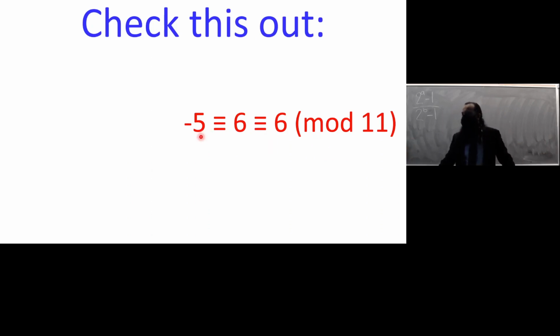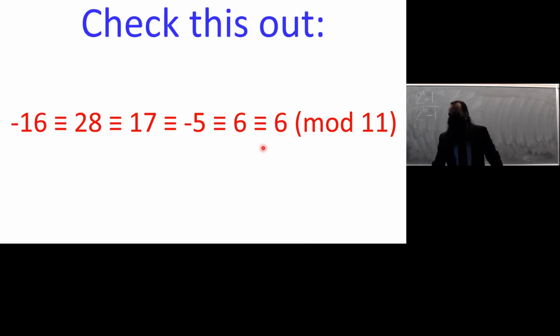So 11 divides minus 5 minus 6. So 11 divides minus 11. 11 also divides 6 minus 6, which is 0. So 11 divides 0, 11 divides minus 11. 11 divides a lot of things. 11 divides 17 minus 6, right? 28 is congruent to 6 mod 11. Minus 16 is congruent to 6 mod 11. There's a lot of things that are congruent to 6 mod 11.